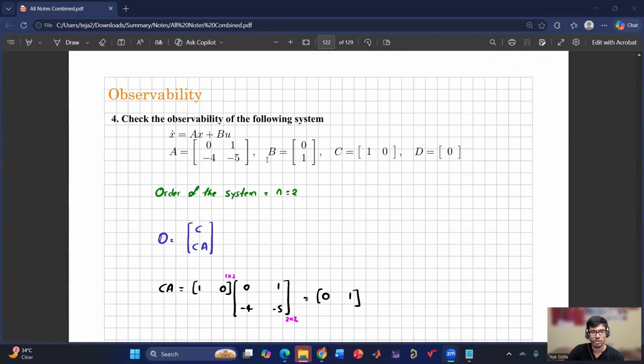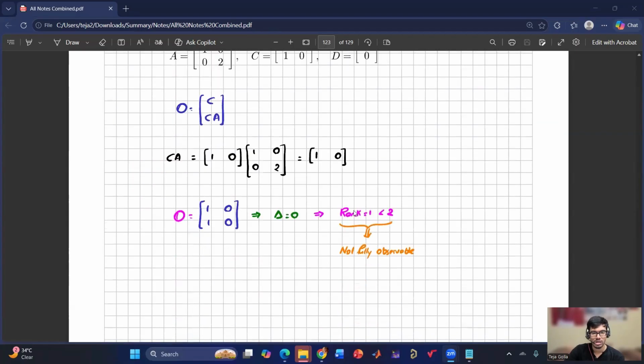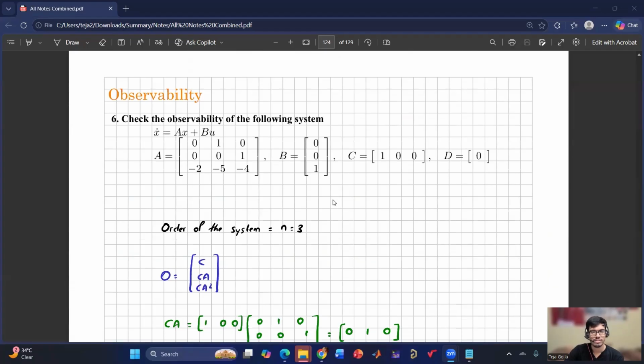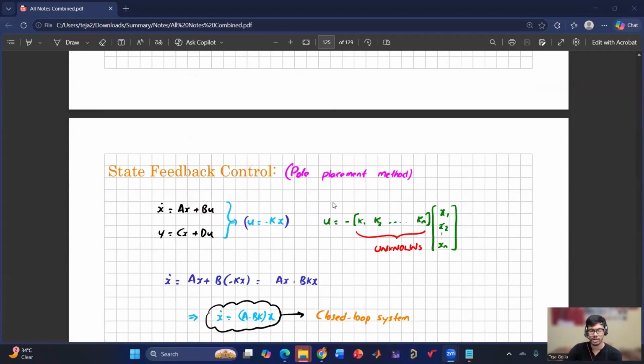We have solved a couple of problems, starting with a second order system, which is observable, and in the second case it is non-observable, not fully observable, only one is observable. And the third case is a third order system, which is fully observable. We have considered that, but it may not be fully observable also, depending upon the matrix.